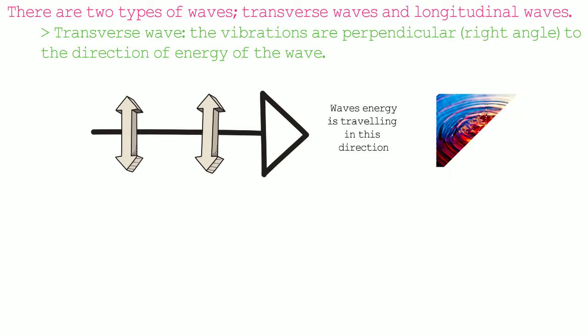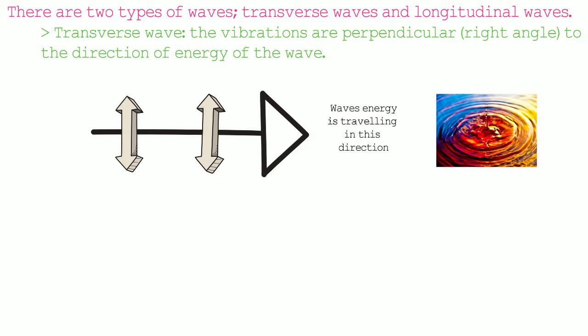Examples of transverse waves are electromagnetic waves and ripples on water. If we had a bucket of water and a little droplet fell into it, this would cause ripples on the water, and this is a transverse wave type.